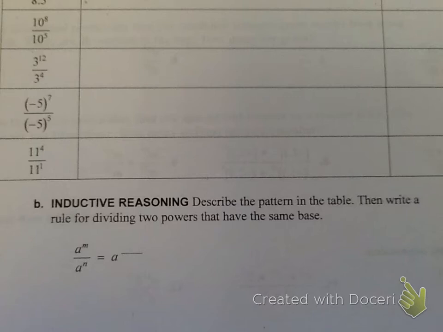Negative 5 to the 7th over negative 5 to the 5th would leave us with negative 5 to the 2nd. 7 minus 5 is 2. 11 to the 4th over 11 to the 1st would be 11 to the 3rd. So the pattern in the table when writing a rule for dividing two powers is a to the m divided by a to the n is a to the m minus n power.